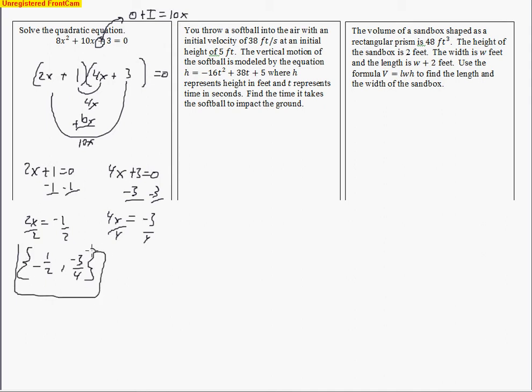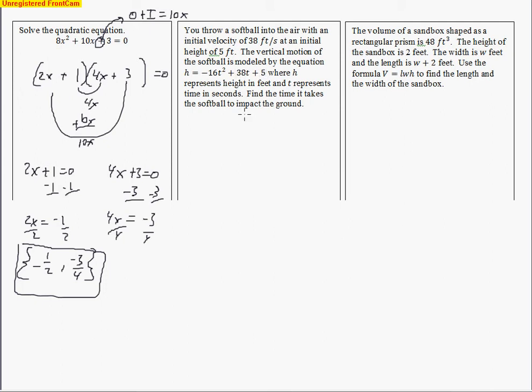Well, looking at the next problem, it's dealing with a projectile, or in this case sometimes they'll call these vertical motion problems. But in this case it's projectile because you throw the softball into the air with an initial velocity of 38 feet per second at a vertical height of 5 feet. And so the vertical motion, or the projectile motion, of the softball is modeled by this equation. So this is half the acceleration of gravity right here in feet per second squared. And then over here we've got the initial velocity, and here we've got the initial height.